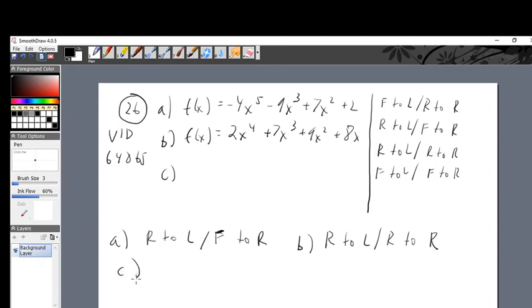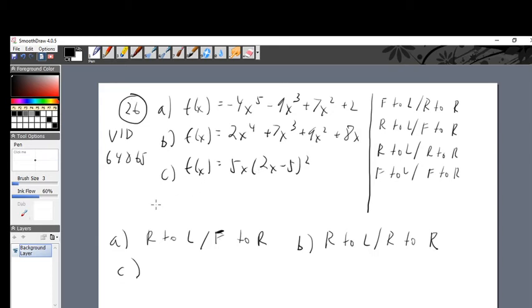Okay, there's one more, C, which is a little bit more involved. We did something like this in class as well. What if you get, for C, f of x is equal to 5x times (2x minus 5) squared? It's not all worked out, so what is the leading coefficient?